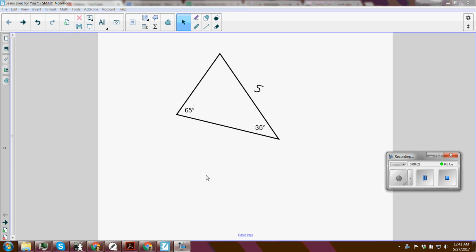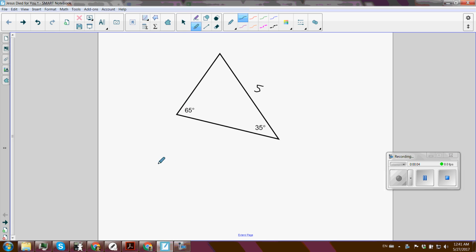Okay, so law of sines is super, super easy to remember. Probably don't even need to write it down. The ratio of the sine of angle A to the side length across from angle A is the same as the ratio of the sine of angle B to the side length across from B, which is also the same as the ratio of the sine of angle C to the side length across from angle C.